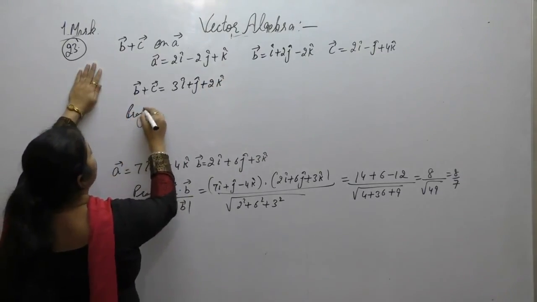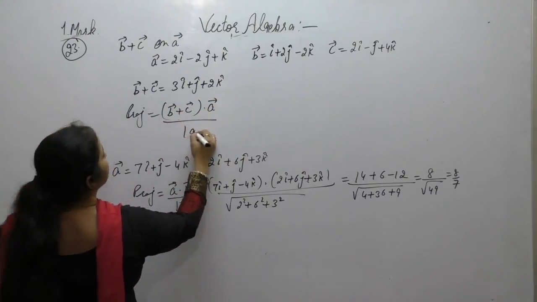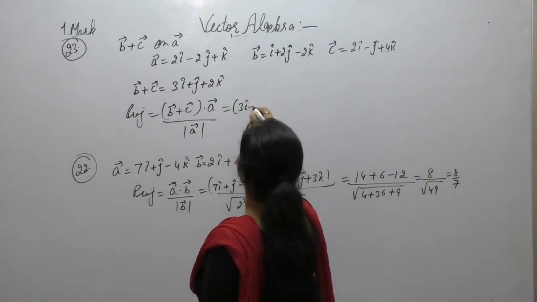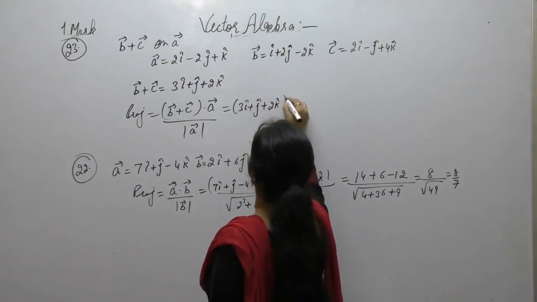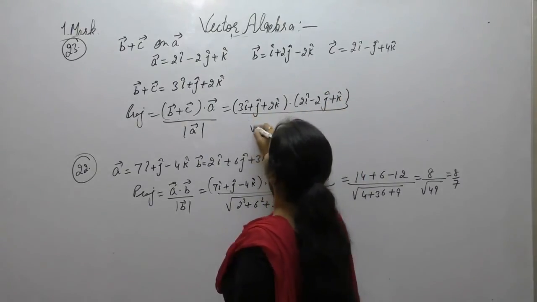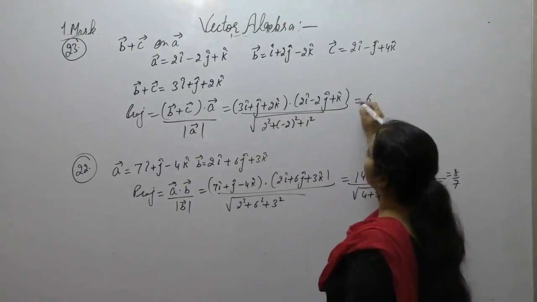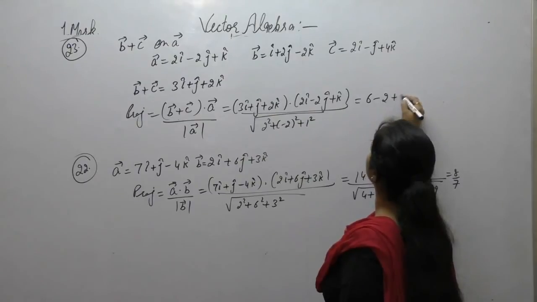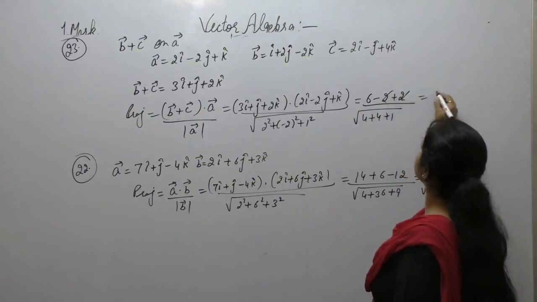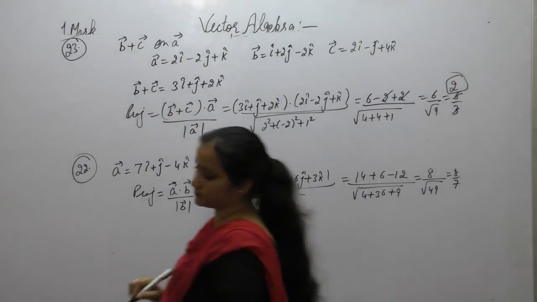Now the projection of b plus c vector on A vector is dot A upon magnitude of A. Now find the dot product. B plus C is 3i + j + 2k cap. A vector is 2i - 2j + k. Magnitude of A is 2 square, minus 2 square, 1 square. 3 into 2, minus 2 plus 2 into 1, that is 6, upon square root of 4 plus 4 plus 1, square root of 9, that is 3. So the answer is 2.